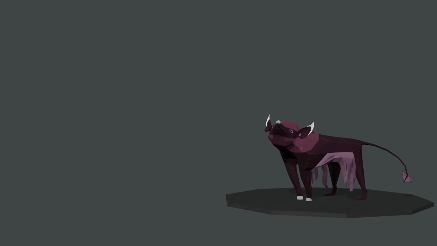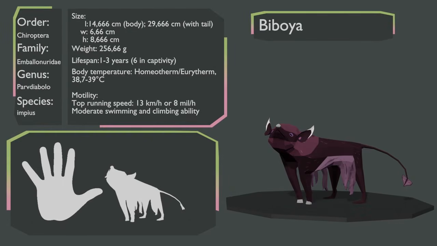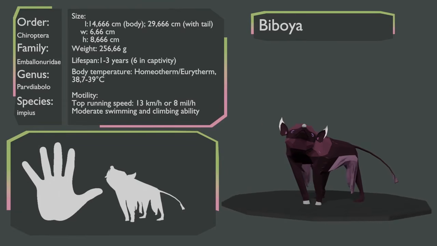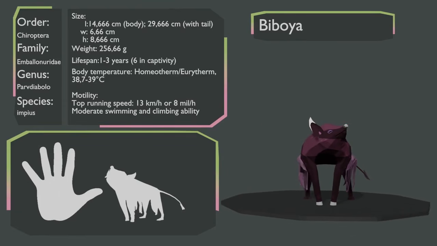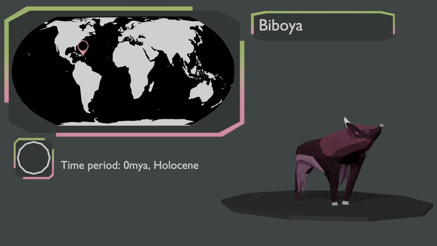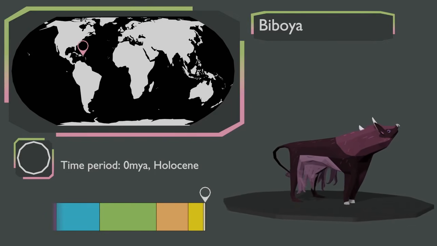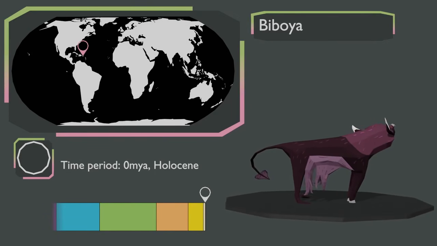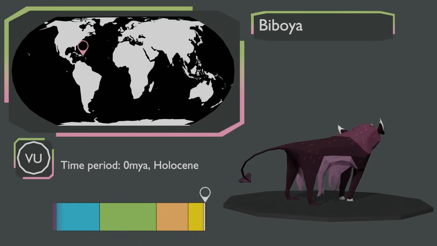The Bibuya. Bibuyas are a small species of flightless bat in the family Emballonuridae. They are roughly 30 centimeters long from head to tail, with a remarkably purplish coat and gray highlights. They are endemic to the island of Puerto Rico, and as a result of deforestation and the introduction of invasive species, they are considered vulnerable to extinction.